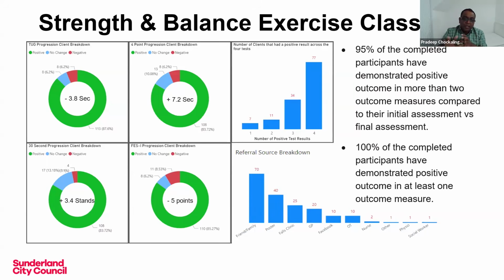Then when we analyzed with the Power BI, what we noticed was that of whoever completed the course, 95% of the people made positive progress in at least 3 outcome measures, and 100% of the people who completed made at least one improvement in at least one outcome measure. Of course, you can see some negatives, because the people we are working with are frail and older people. Their health changes a lot. So that's the reason. But overall, it's a significant positive result. Next one, please.